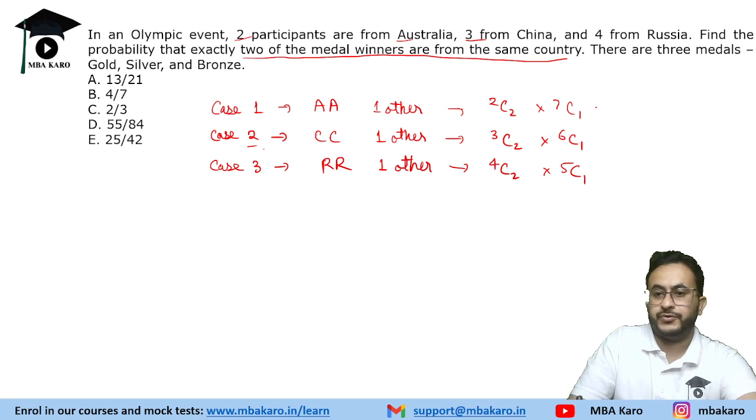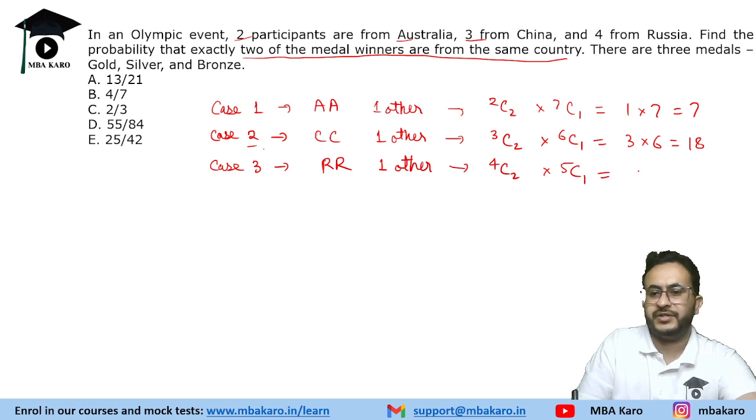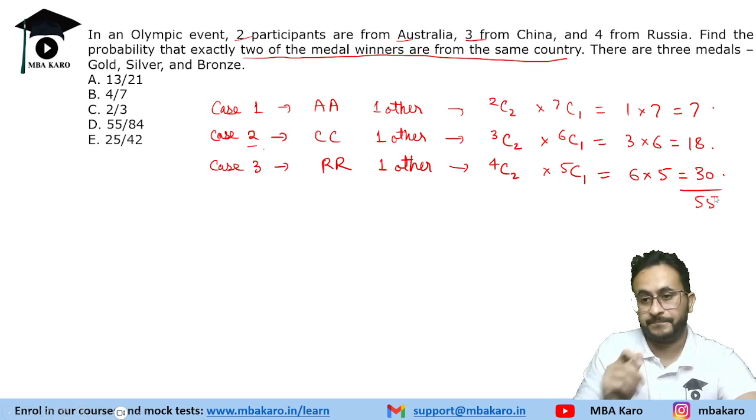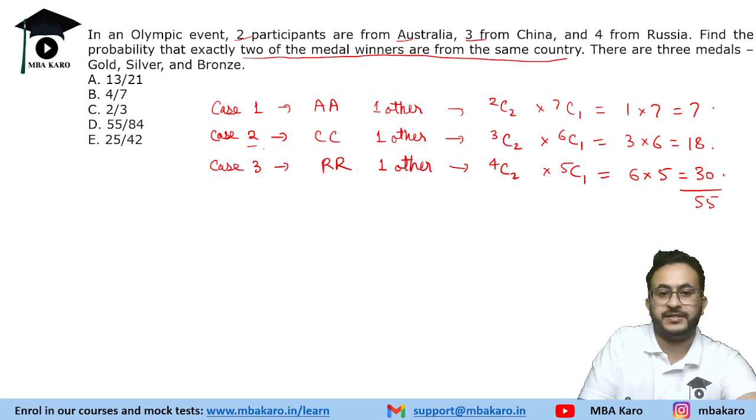Okay. So 2C2 is 1 and 7 is 7. 3C2 is 3 and 6 is 18. And 4C2 is 6, and 5C1 is 5, so that is 30. So we get 7 plus 18 plus 30, which is 55 ways of selection. Okay, 55 ways of selection. Now the thing is, how do we find the denominator? This is the favorable cases.